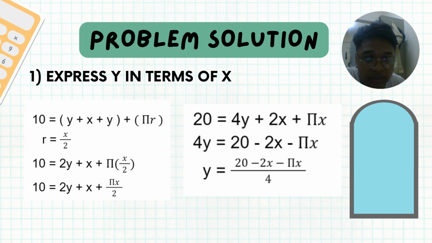So we solve: 20 equals 4y plus 2x plus pi x. And we simplify to 4y equals 20 minus 2x minus pi x, because we want to express y in terms of x. So y must be single, and the final answer will be y equals 20 minus 2x minus pi x, over 4.